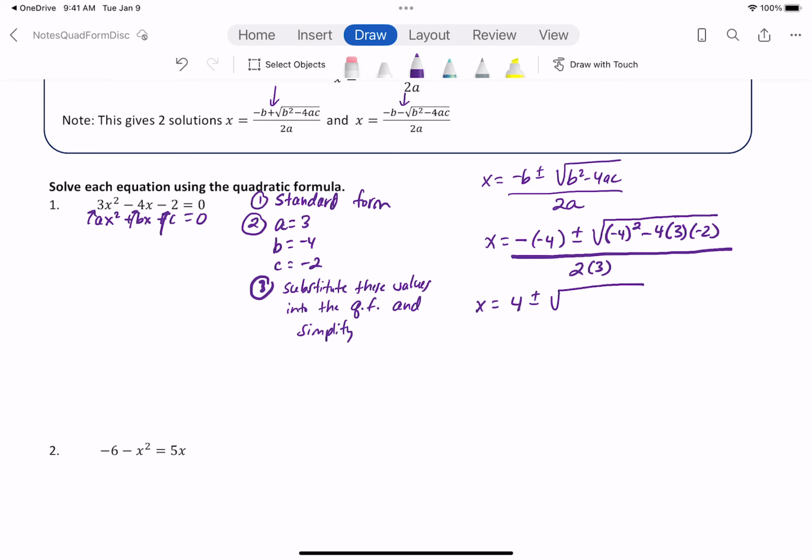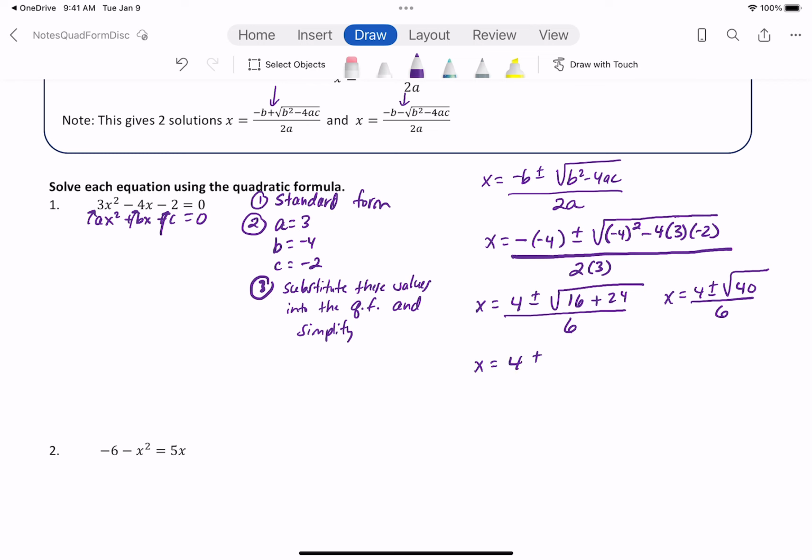You can enter what's underneath here in the calculator. I did it in 2 steps just to kind of be a little careful with my signs. That -4 squared inside the parenthesis is going to give me a 16. And then -4 times 3 times -2 is going to give me a +24. Over that, 2 times 3 is 6. So if I add 16 and 24, I get 40 underneath the radical over 6.